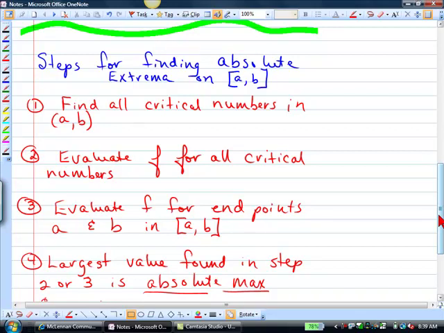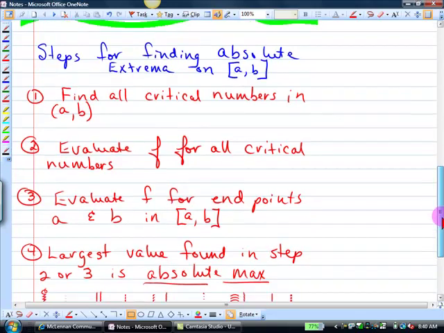Okay? It's kind of like we'll make a little chart. We'll say, okay, my critical number's this, and f of that would be this. So we'll do that. You also have to evaluate f for the endpoints, for A, for B. And they're going to give you that interval. So you'll know what A and B are, and you'll evaluate there. Then you're going to look at all of those things. If there was one critical number, how many things would you be looking at? You'd be looking at 3. You'd be looking at A and B and the critical number.